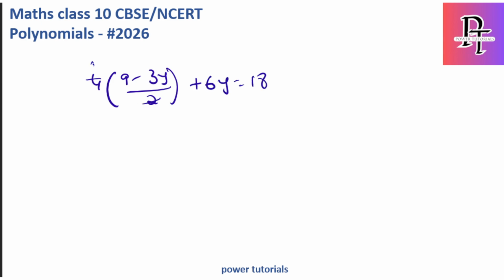So 2 ones are 2, 2 twos are 4, so it becomes 18 minus 6y plus 6y is equal to 18. So we're getting 18 equal to 18. So we have to say that there is no solution.